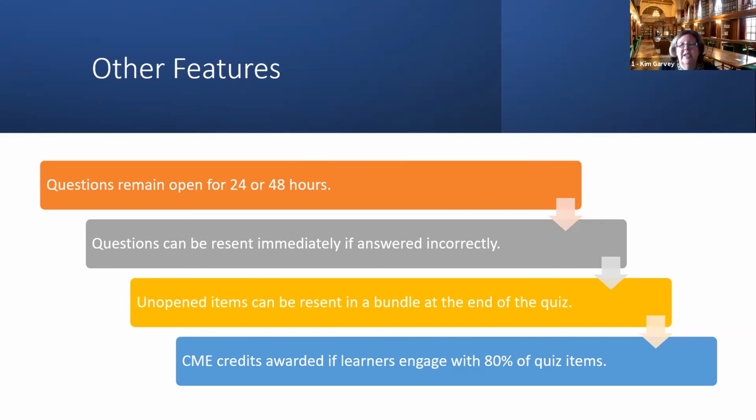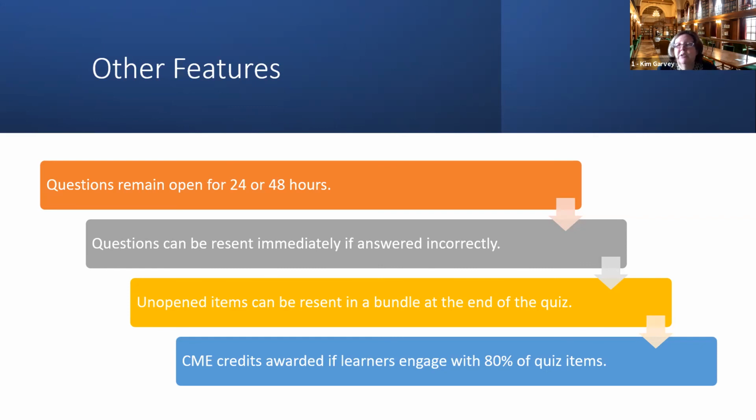Unopened items can be sent as a bundle at the end of the quiz. So oftentimes we have folks that want to take these questions Monday through Friday. On Tuesday and Wednesday, they end up in clinic and they weren't able to get to those questions. So what happens? Do we just scrap the whole exercise? No. What we do is any questions that were never opened will be sent at the end of the quiz so people can take them in a bundle as sort of like a last chance.